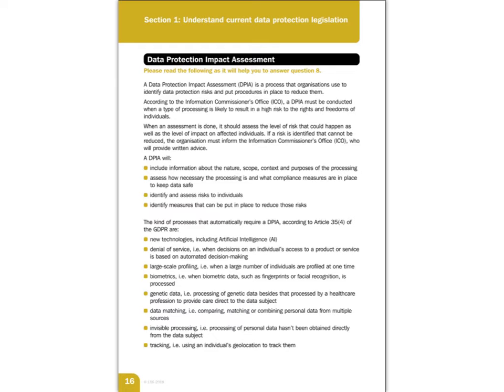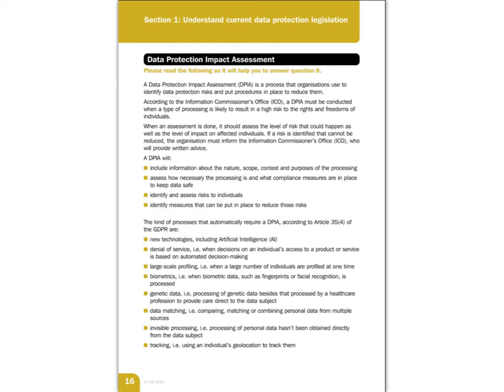So the ICO, the Information Commissioner's Office, say that you must conduct this when a type of processing is likely to result in a high risk to the rights and freedoms of individuals. Okay, so what does that actually mean? Well, it means if you're storing anything that is very, very personal data, or is using data that could possibly end up being non-anonymised for any reason during the process of what you are actually doing, you need to carry out one of these sort of risk assessments.